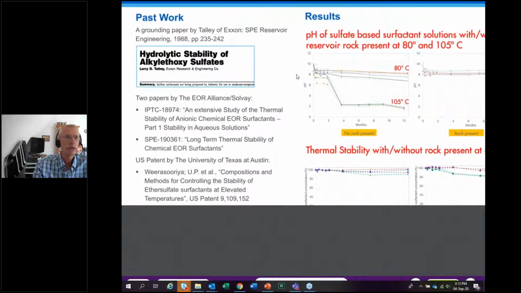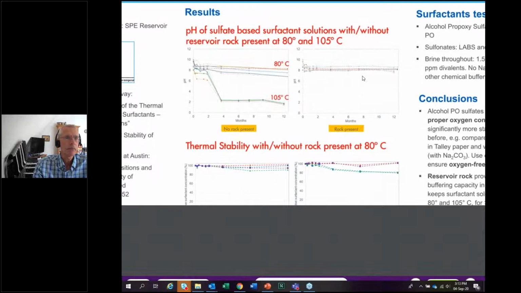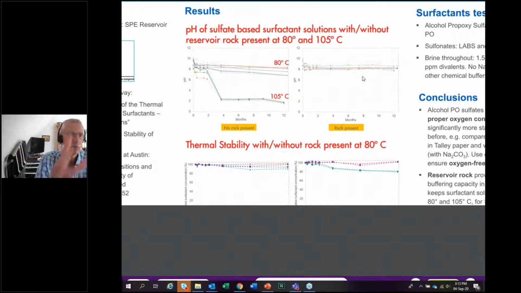So we'll go to the results. There were 3 pairs of results. They're all the same experiments, but we just have different charts showing what we're measuring. So we've got the tubes with no rock, and we've got the tubes with rock. And this is the pH. These are the pH plots for 80 degrees Celsius and 105 degrees Celsius.